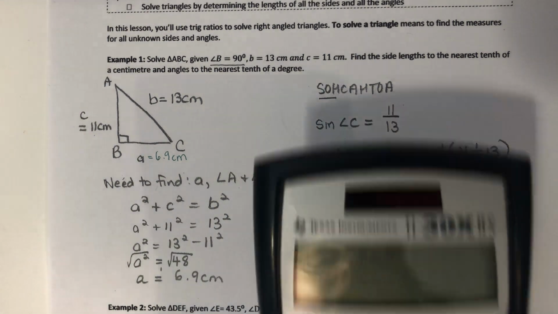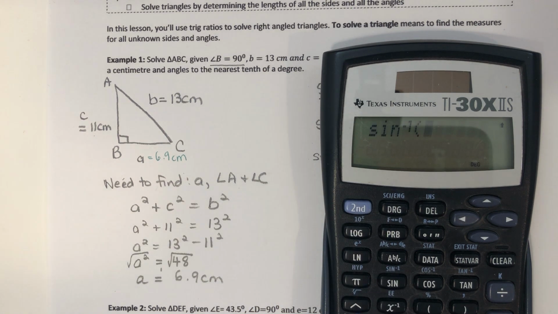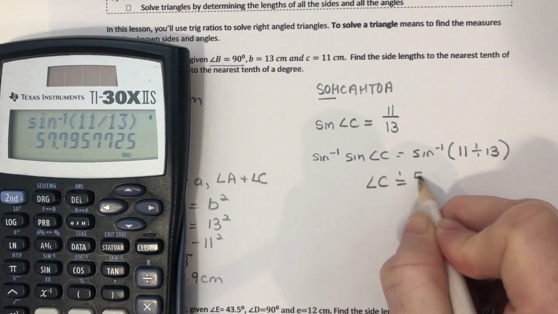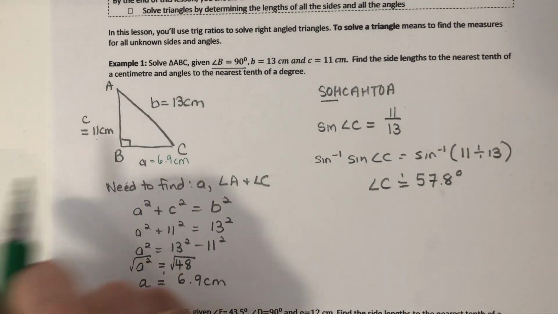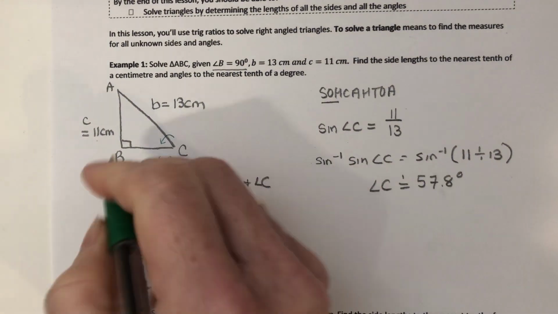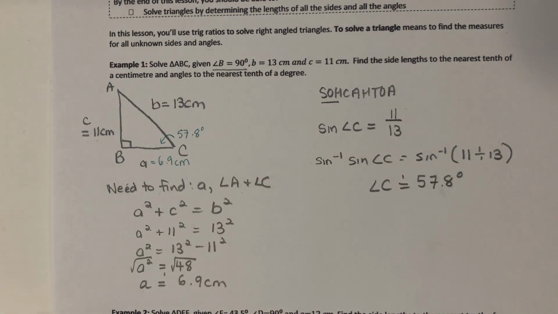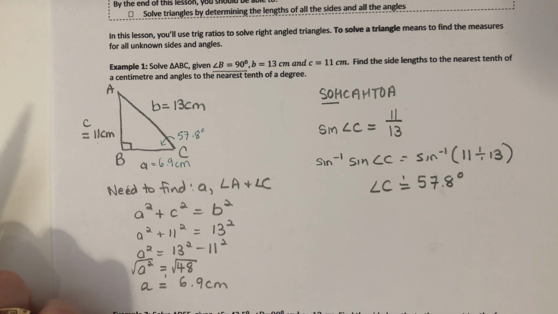So remember to put it into your calculator. Just clear your screen. You're going to do second sine, and you're going to go 11 divided by 13 equals, and that gives us 57.8. So angle C is about 57.8 degrees. And again, we can put that into our triangle if you want, again in a different color, so it stands out: 57.8 degrees.